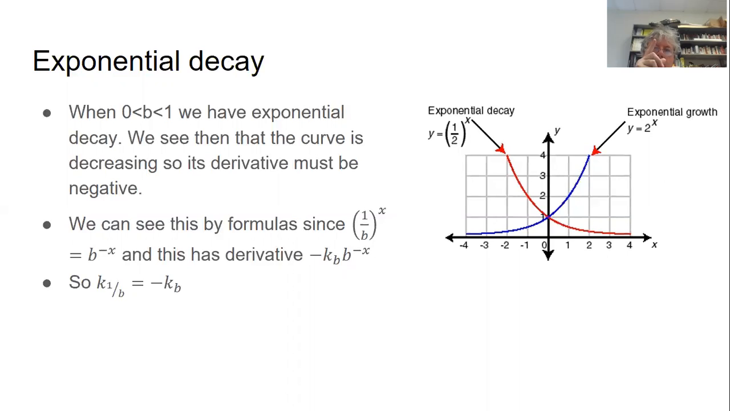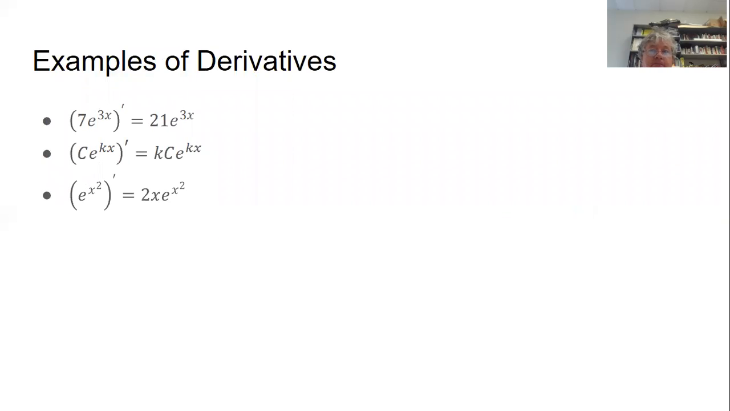So since 1 divided by b to the power x is the same thing as b to the minus x, then that's going to have derivative minus k times b to the minus x. So for example, you might remember that the constant for a half is minus 0.693. And in general, the constant for 1 over b is just negative the constant for b.